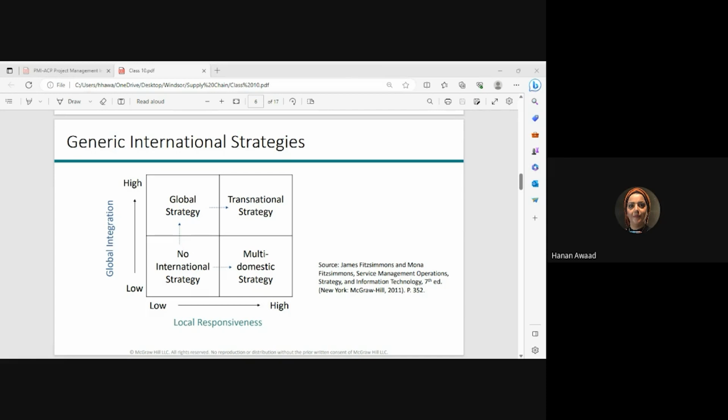Yes, they have multiple countries in the supply chain. That's why they have global integration. But the product itself doesn't respond to any specific local requirements. It's fixed all over the countries, so it's considered a global strategy.